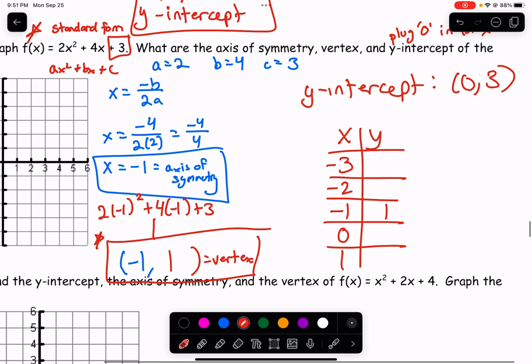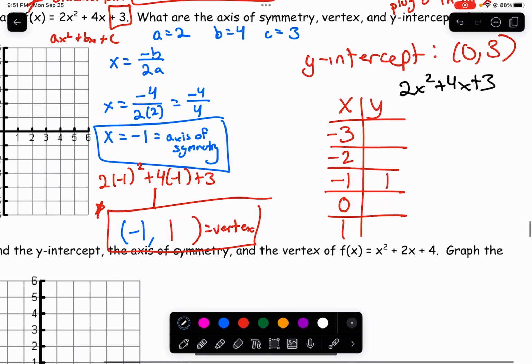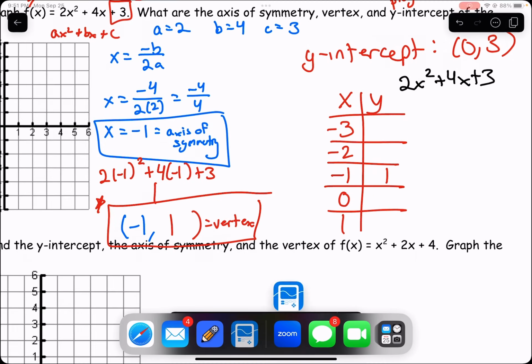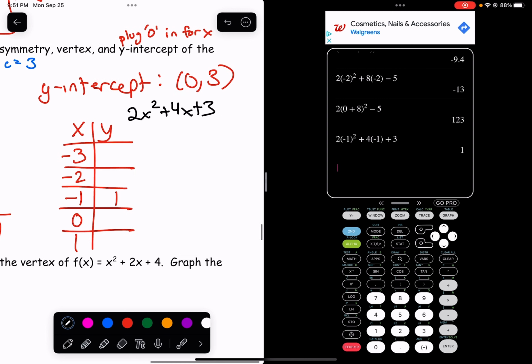Okay, so again, this is our function. We've got 2x squared plus 4x plus 3. So I'm going to plug a -3 into the function. I'm going to do 2 times -3 squared plus 4 times -3 plus 3. And I get a 9 out. All right. Now go ahead and plug a -2 into the function. See what you get out.